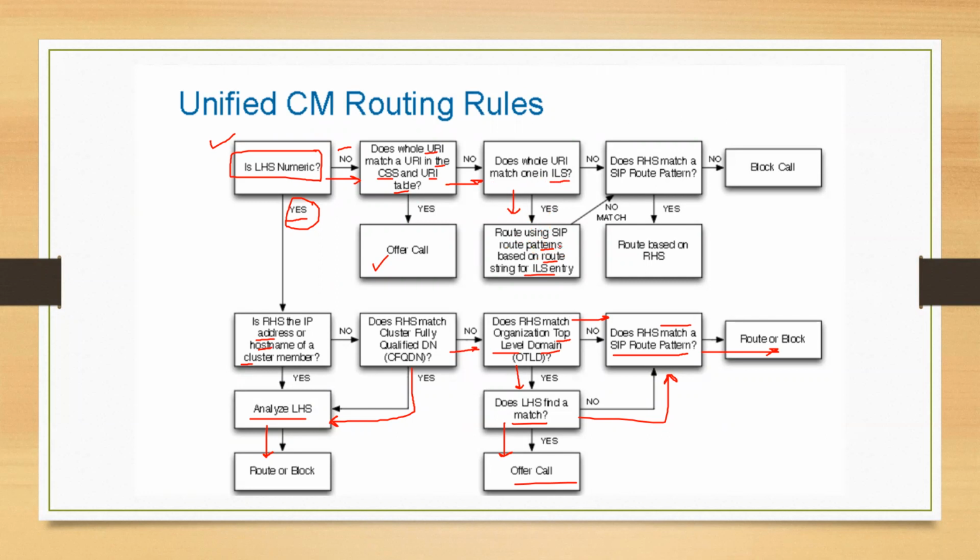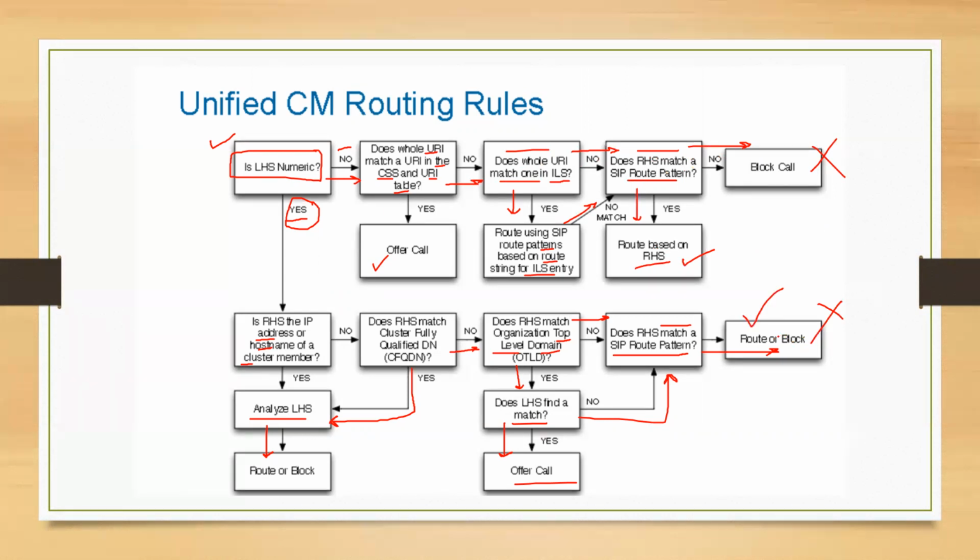If it's a no match, if it's not matching, then again it will go to this one. Does RHS match a SIP route pattern? This step. And if the whole URI doesn't match in ILS, then also again it's a no. Then also it will go to this: does RHS match a SIP route pattern? If it says yes, RHS is matching with the SIP route pattern, then it will route the call based on the RHS. If it doesn't match a route pattern based on the RHS, then it will block the call, or I can say the call will fail, right? And here as well, either route or block, right?